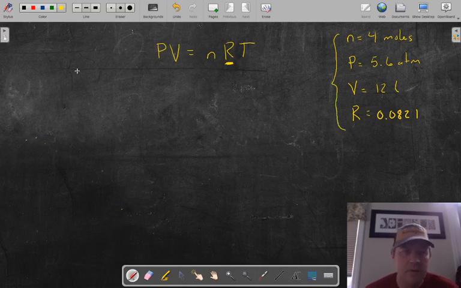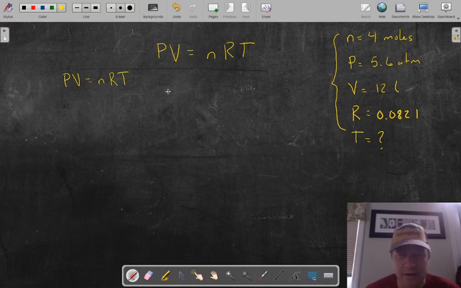Okay? I'll write out everything in units in a second. So what I need to do first is, I've got 4 of the 5 that I need. I need to know the temperature. First thing I'm going to do is solve this algebraically for temperature. I'm going to be a little verbose in my solving here, so bear with me. Let's write the original equation: PV equals nRT.